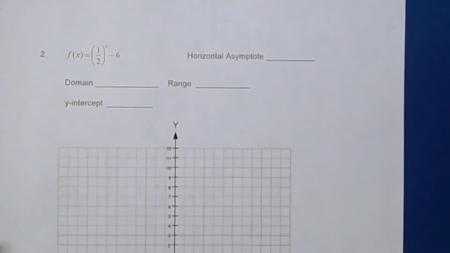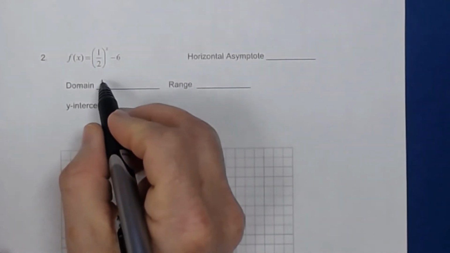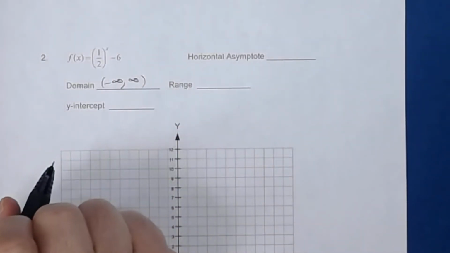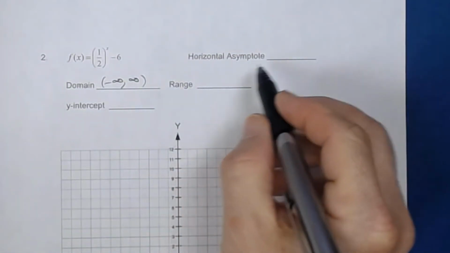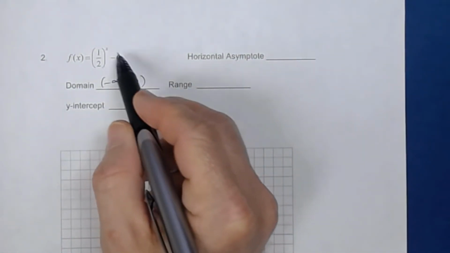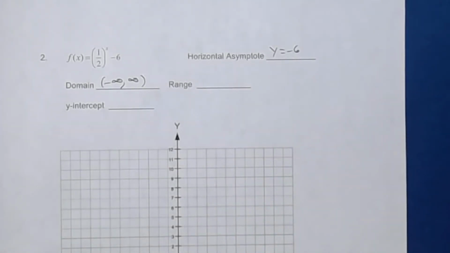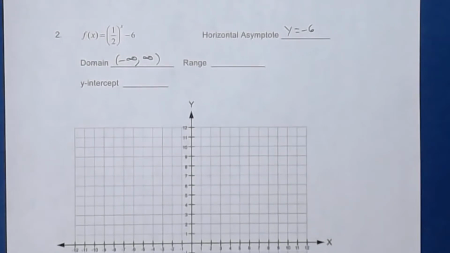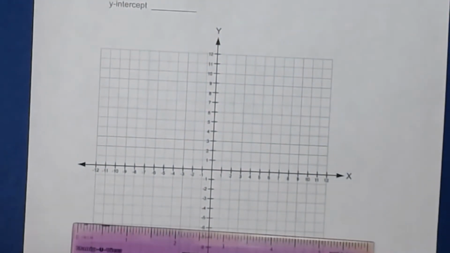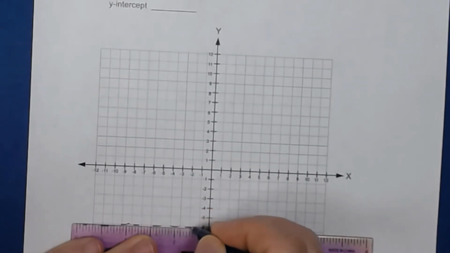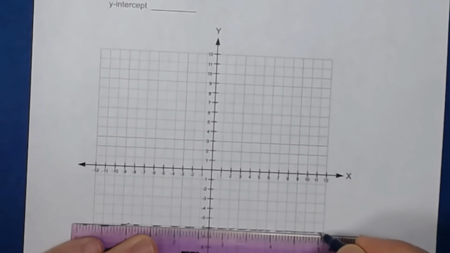Now let's get number 2. So same idea with number 2. Domain of all exponential functions is all real numbers. All right, so I have an exponential, the variable's in the exponent. The horizontal asymptote is this constant right here, so y equals negative 6. Since I know the horizontal asymptote, I can go ahead and draw it. So at negative 6, here's my horizontal asymptote, something like this, dotted line.